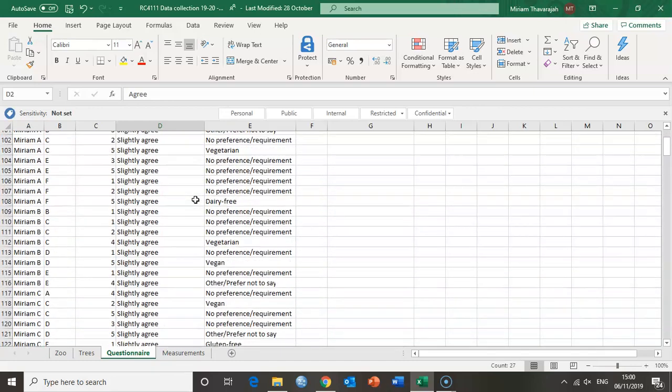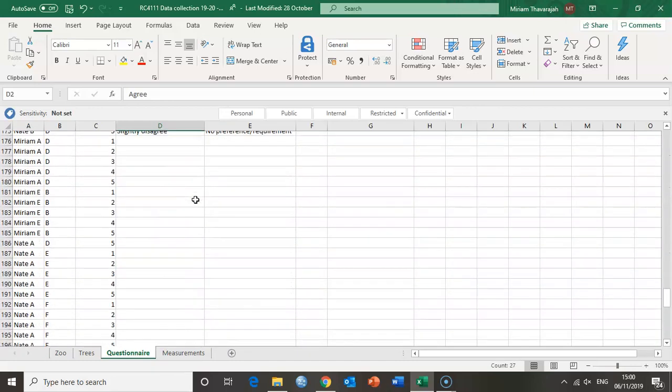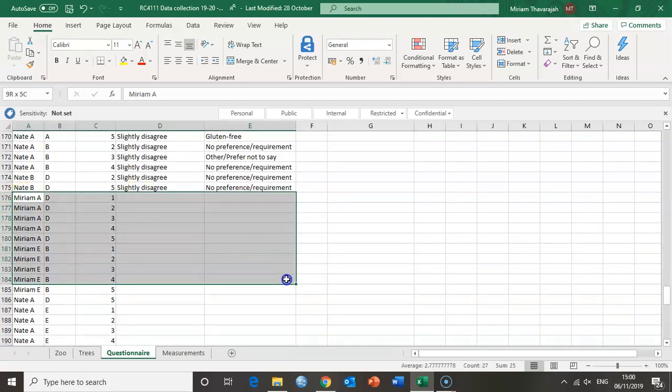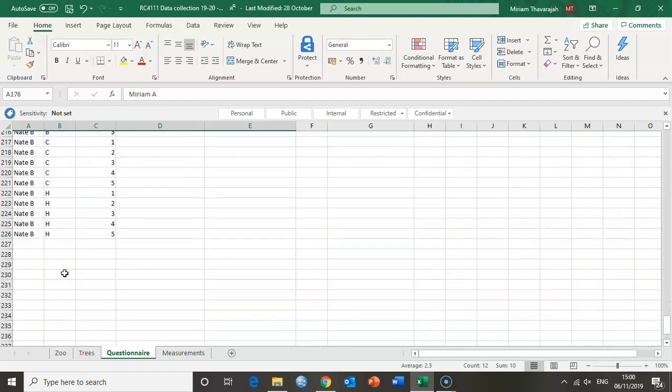And if we go all the way to the bottom, we can see all of the cells which have remained empty. Okay, so right here we've got all of the ones where the groups have either not been there or they didn't enter the data. And we can delete that now just to tidy up our data set a little bit.